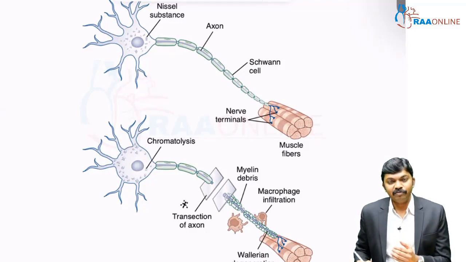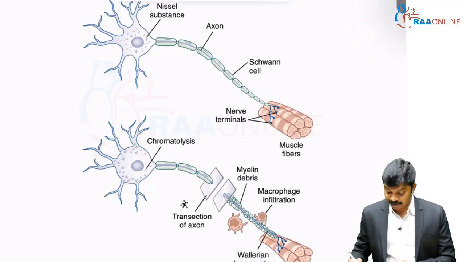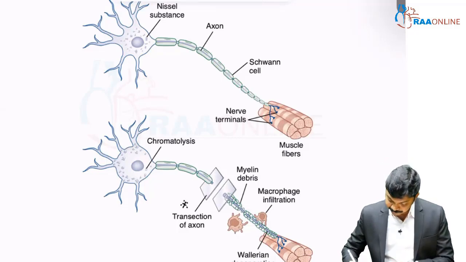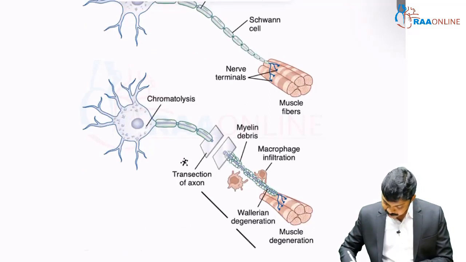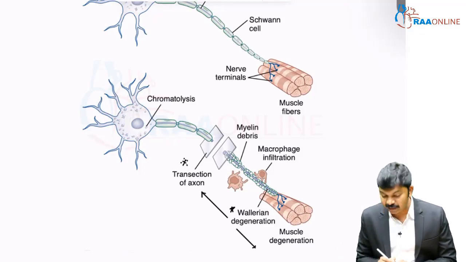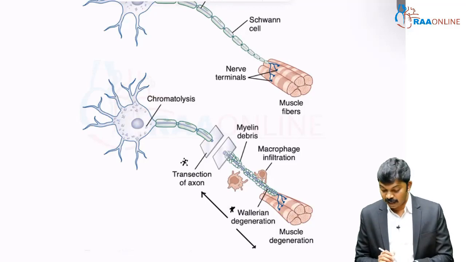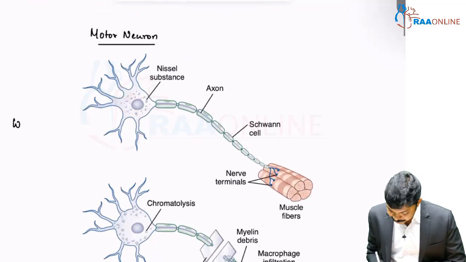The segment of axon distal to the site of damage, which means this part, right? The segment of axon that is located distal to the site of damage. This region of axon undergoes degeneration, and that degeneration is what is called Wallerian degeneration, doctors. At the outset, have this clarity when it comes to Wallerian degeneration.